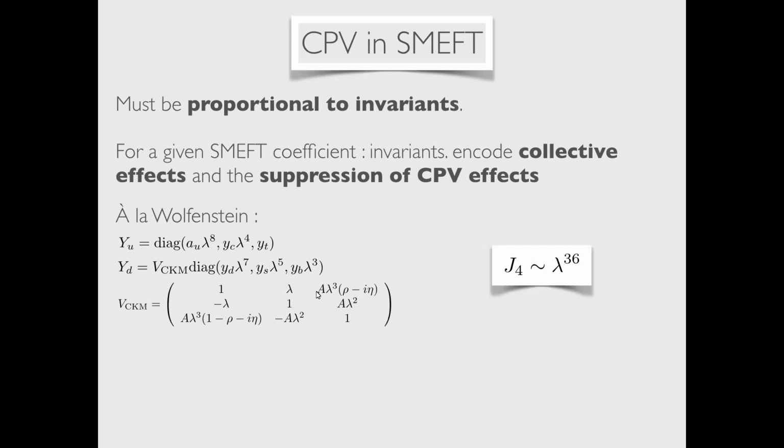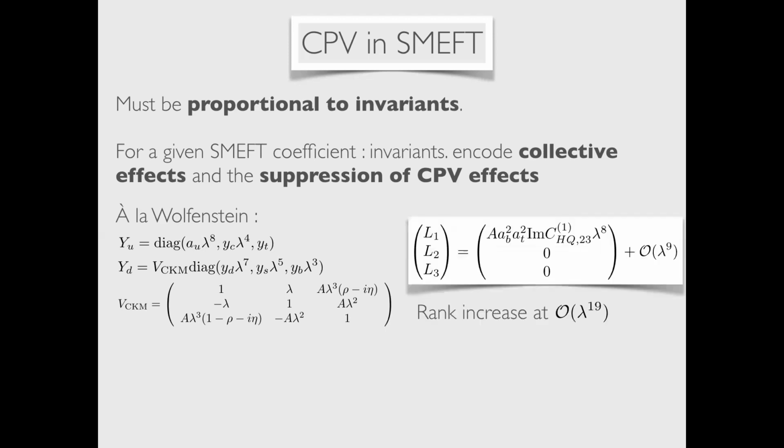But the overall suppression is lambda to the 36. So that's another way to show a quantitative way to explain what I said before, namely that due to these collective effects and all the coefficients that enter CP violation, you have a strong suppression as soon as some of them are small, which is seen here when you evaluate this coefficient.